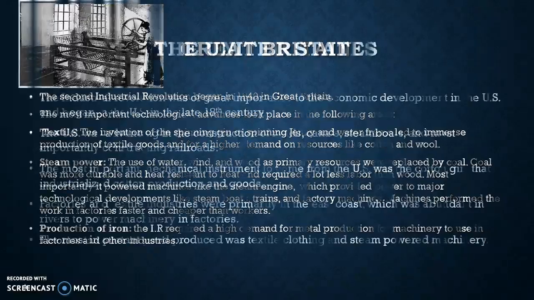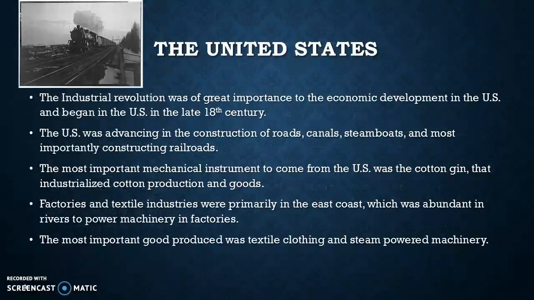In the United States, the Industrial Revolution was of great importance to the economic development of the nation and began in the U.S. in the late 18th century. The U.S. was advancing in the construction of roads, canals, steamboats, and most importantly, the construction of railroads. The most important mechanical instrument to come from the U.S. was the cotton gin, that industrialized cotton production and goods.